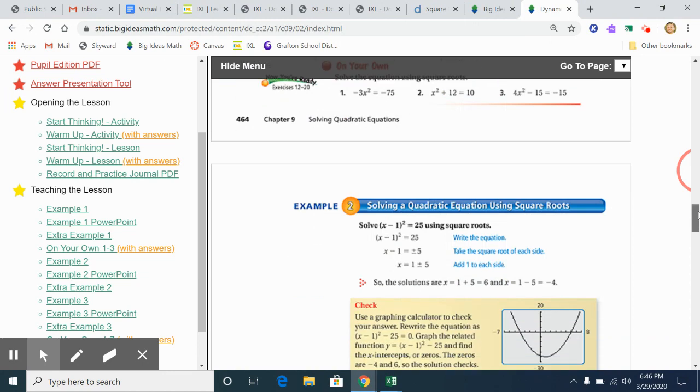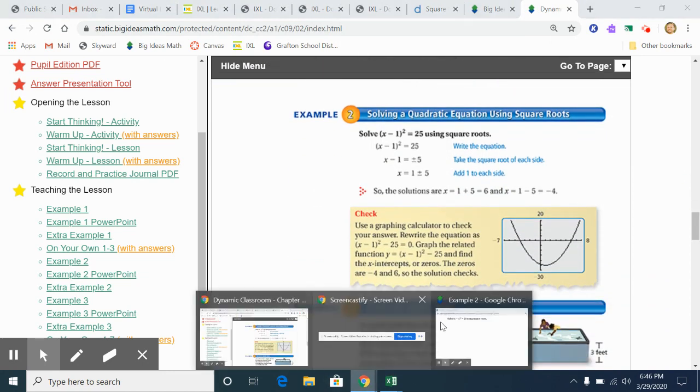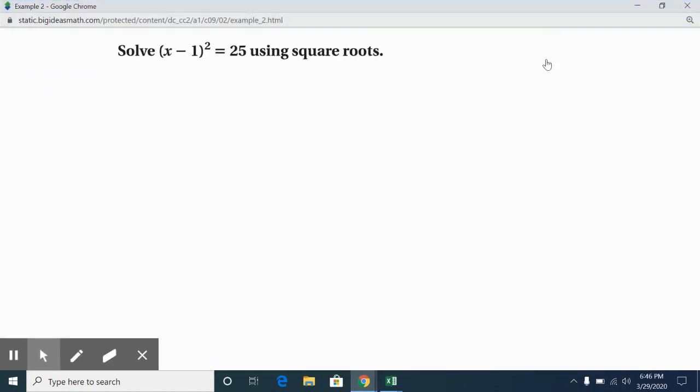Let's see if it says anything important. Nope. Moving on to something a little more difficult, which is solving something where there's an expression. I'm going to show you an example of where we get this x minus 1 squared in parentheses.